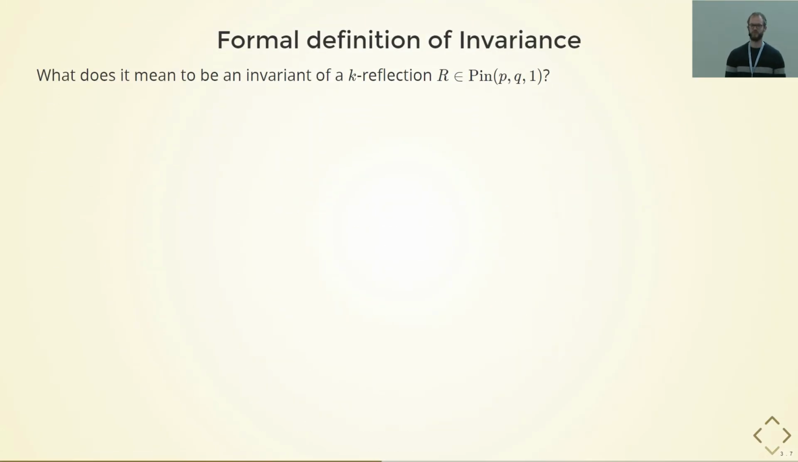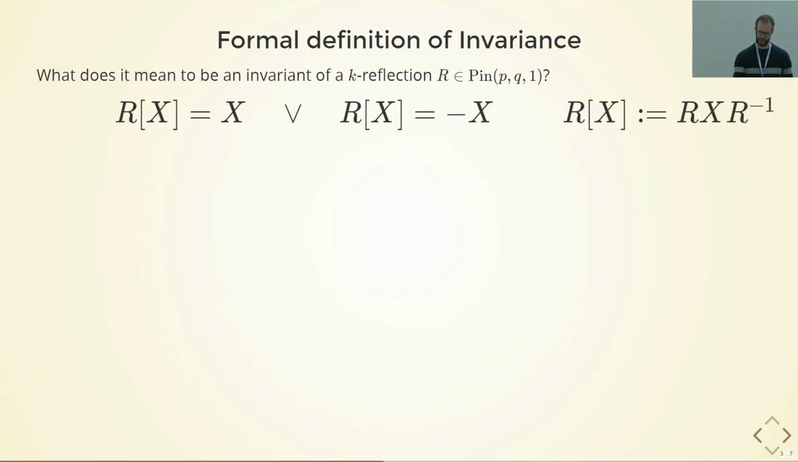So now that brings me to the more formal part about what I mean by invariance exactly. What does it mean to be an invariant of a K reflection? Well, if I define conjugation, just to have a shorthand notation, so conjugation of x by r, I just write that with these square brackets, r acting on x, for shorthand notation.